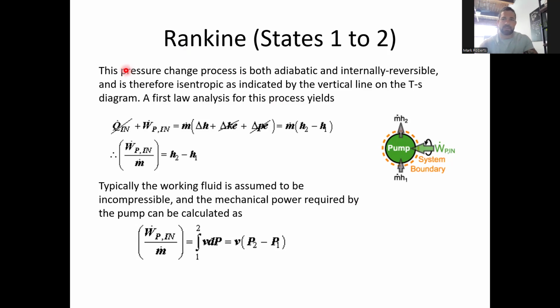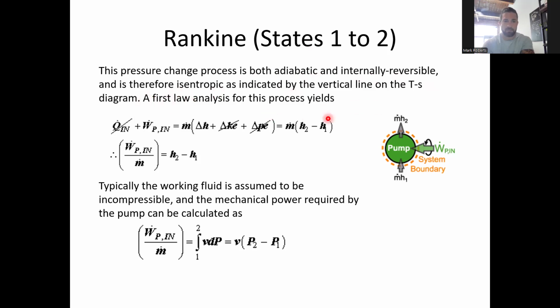So kind of like what we did before, I'll probably go through this a little bit quickly, but we can go through all of the states of the Rankine cycle. I don't know if it's terribly useful. It's similar to before, so I'll touch on a couple of them. Let's see, what state are we talking about here? States 1 to 2. The pressure change is adiabatic, so no heat transfer, and internally reversible. So an isentropic process.